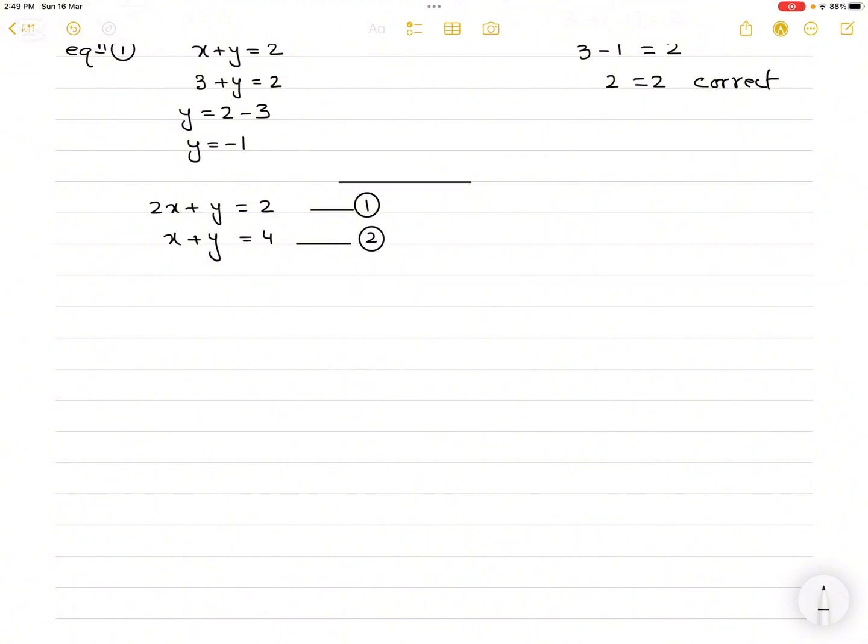Now, my variable y: the coefficients are the same, but at the same time their signs are also the same. So we have to make their signs opposite so that they can cancel each other out.